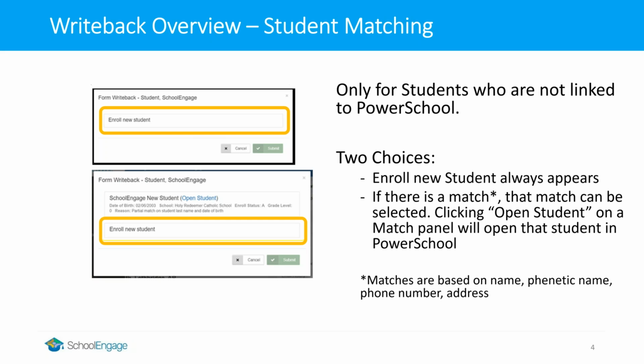So the second option that you have is that if you click on this panel before moving on to the next step, it will actually link the form you're writing back to the existing PowerSchool record.